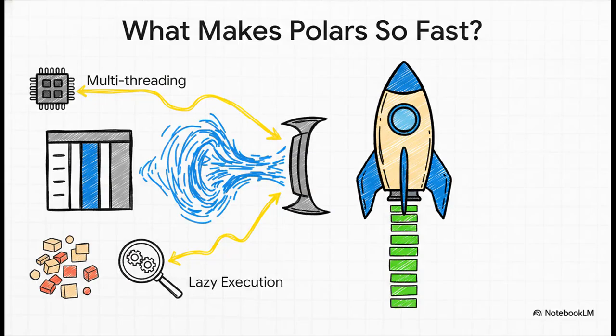Well, it's really a combination of three key things. First, it uses all of your computer's CPU cores right out of the box, no extra work needed. Second, that columnar model we just talked about means it never wastes time reading data it doesn't need. And third, that lazy execution engine puts it all together and optimizes your whole workflow before it even starts.